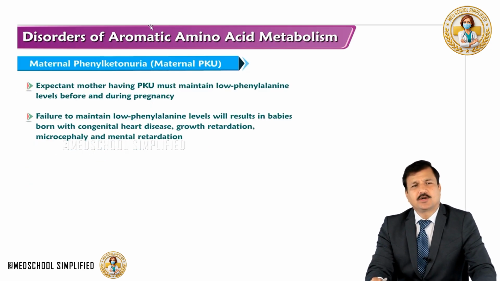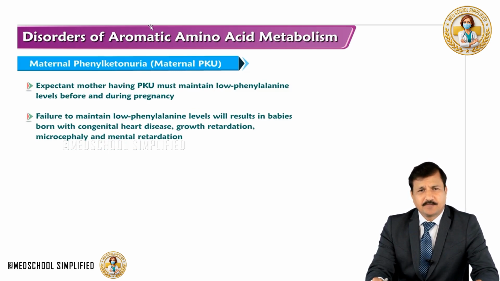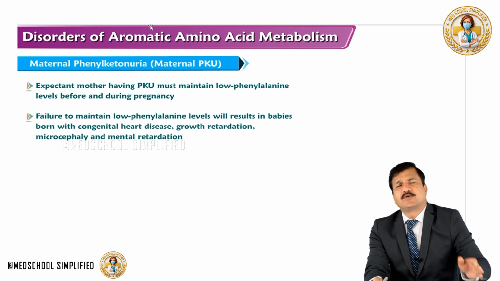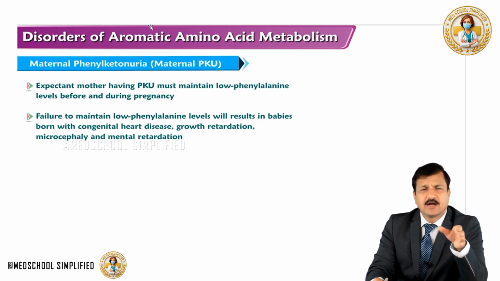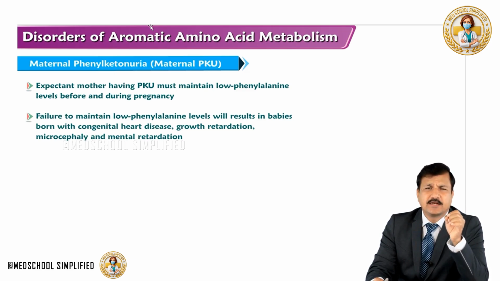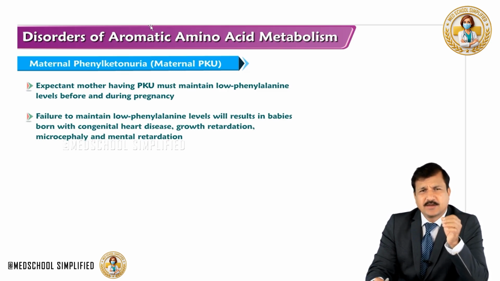Coming to a little bit about maternal phenylketonuria. An expectant mother having phenylketonuria must maintain low phenylalanine levels before and during pregnancy, more specifically before conceiving and also in the first trimester of pregnancy, at least 8 to 10 weeks into the pregnancy. Failure to maintain low phenylalanine levels in a pregnant mother will result in congenital anomalies in the baby.